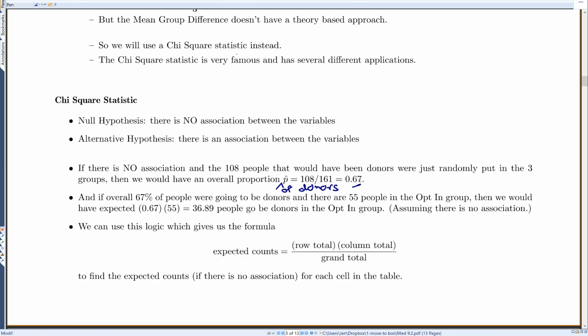Okay, and so if overall 67% of people were going to be donors, and there were 55 people in the opt-in group, then we would have expected about 0.67 times 55, or 36.89 people to be donors in the opt-in. Again, assuming that there's no association. Okay, that's how many we would have expected if people were just randomly put into each group.